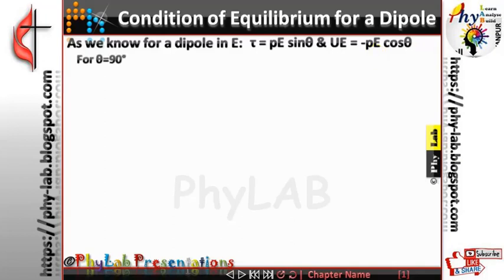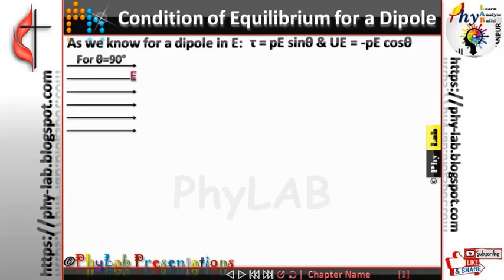Let's discuss three different orientations for a dipole. The first orientation, in which theta is equal to 90 degrees. That means the dipole is placed in such a manner that the dipole axis or the dipole moment vector makes an angle of 90 degrees with the electric field. In this orientation, the torque experienced by the dipole happens to be the maximum torque, because the maximum value of sin theta, or sin 90 degrees, is always 1.